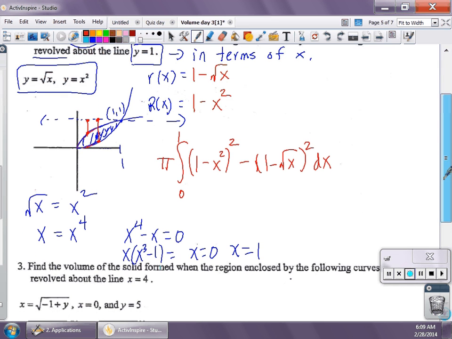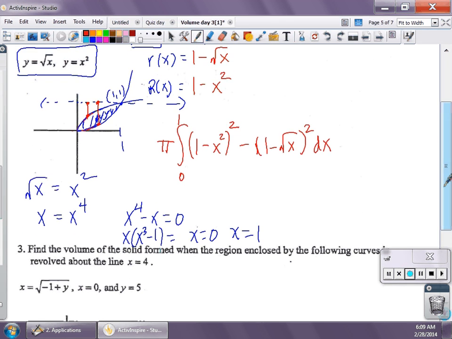Now, when you do the integration, which I'm not going to complete, make sure that you do some cleaning up first. So, for example, square this binomial out, and then combine any like terms, and then do your integration term by term using the power rule to make it simple for yourself, and then do the substitution.